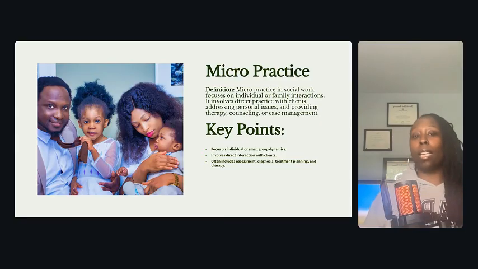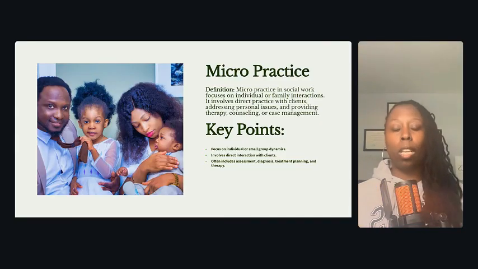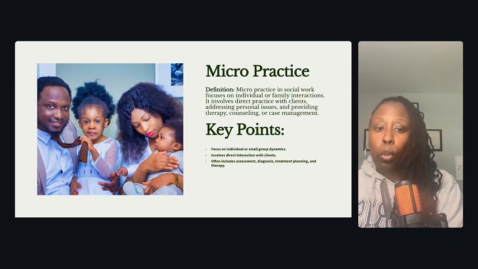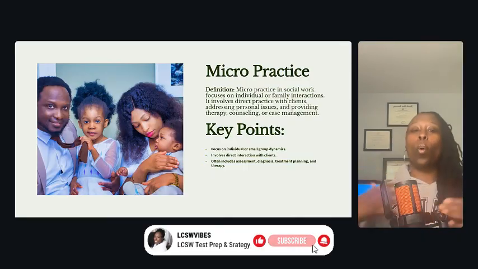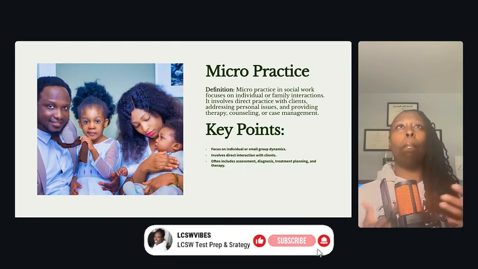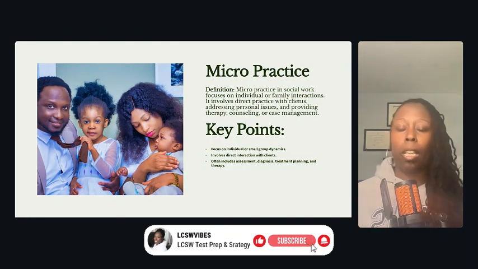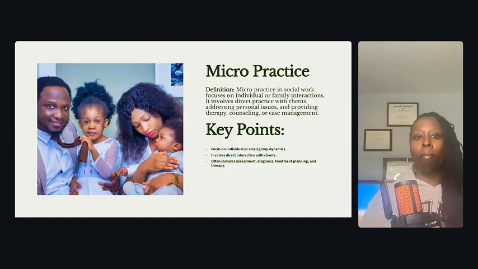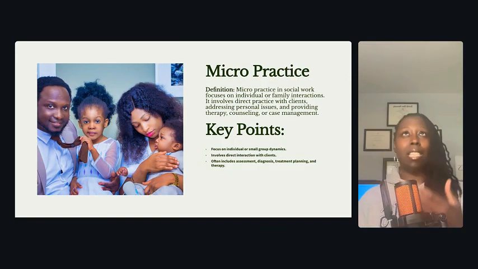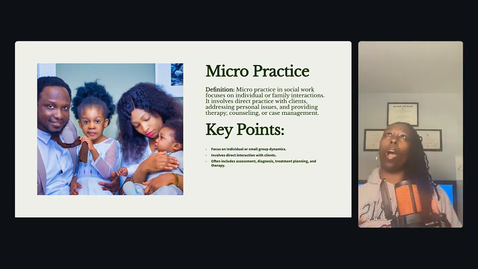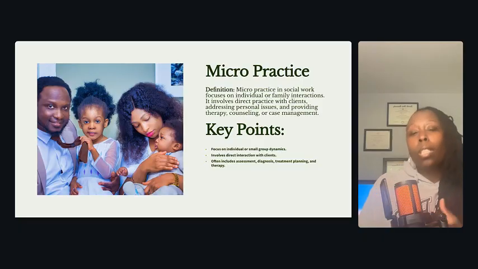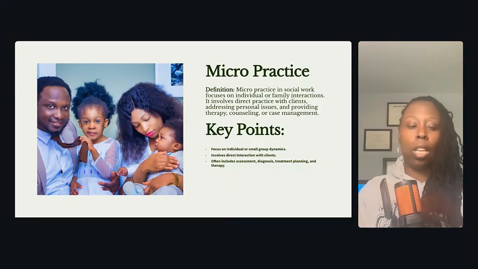So some key points to understand here is that you focus on the individual or a very small group, and it also involves direct interaction. So you as the social worker are engaging with them a lot more closely than you would in other levels. It often includes you doing the assessment, diagnosing the client, doing some treatment planning, doing some therapy. All of these things require you to have a more personalized connection or approach with your clients.